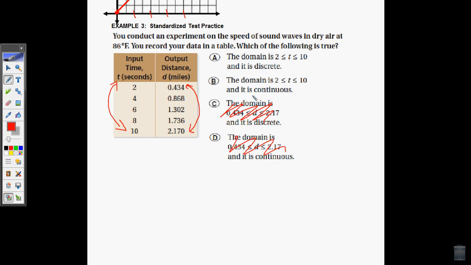So now I need to ask myself about the situation. I'm talking about time. Is it possible for me to think about time that happens in between 2 and 4 seconds? For example, 3 seconds happens in there. Is it completely crazy for me to try and think about what the distance would have been at 3 seconds? No. So that must mean that this isn't completely discrete. It's not just about 2 seconds, or 4 seconds, or 6 seconds, or 8 seconds. It also includes all those times in between. So this must be continuous.